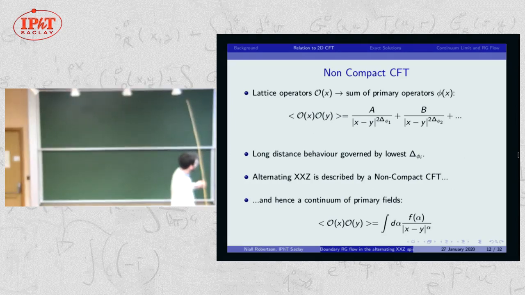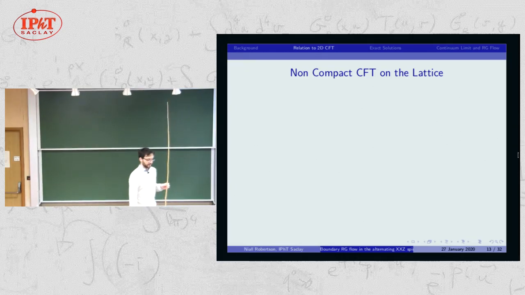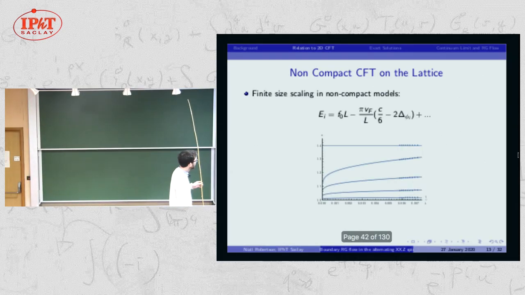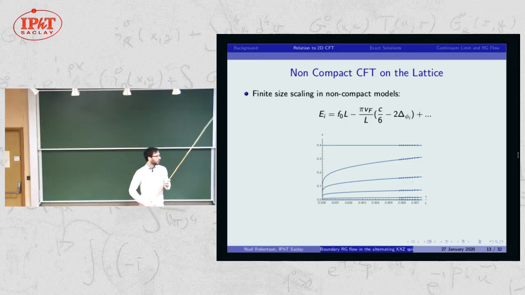In particular, when we go to study non-compact CFT on the lattice, and we try to use finite size scaling to study that, this is the same formula I had before for the scaling of the energy eigenvalues. But since now these delta phi I can take continuous values, what happens is as we increase the system size L and we go towards 1 over L going to 0, we get the appearance of an infinite number of these delta phi I, all with very, very slow convergence, and in particular with logarithmic convergence.